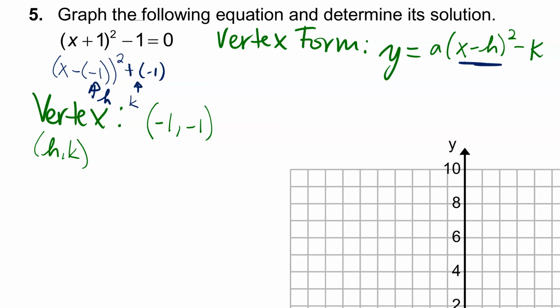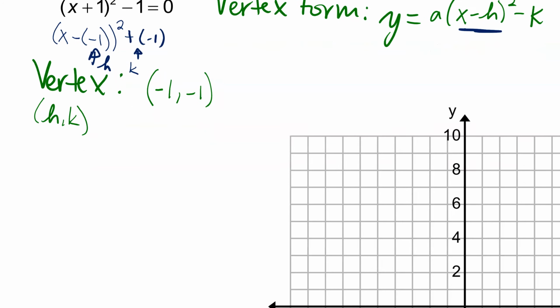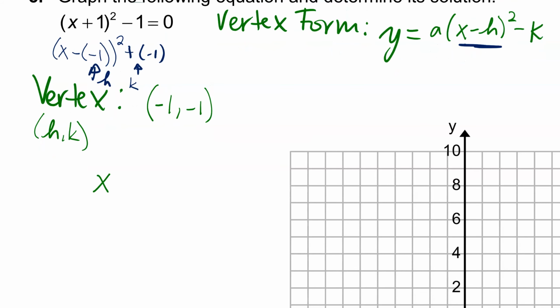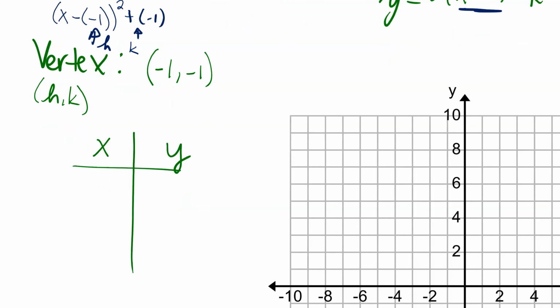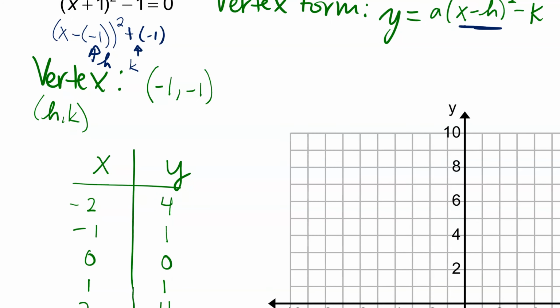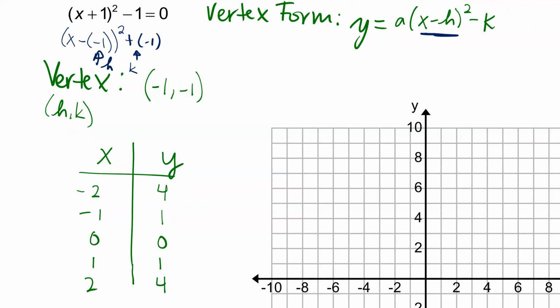How do I want to do this? The way I taught you guys to use vertex form is we use our parent function, just x squared, and we shift all the values. So -2, -1, 0, 1, 2. 2 squared is 4, 1, 0, 1 squared is 1, 2 squared is 4. Normally the vertex is at 0, 0. But here we're shifting everything left 1 and down 1. So I can show you two different ways to solve this problem.